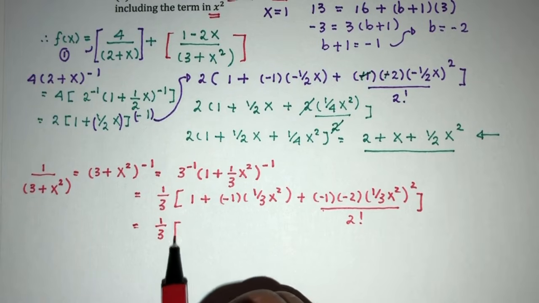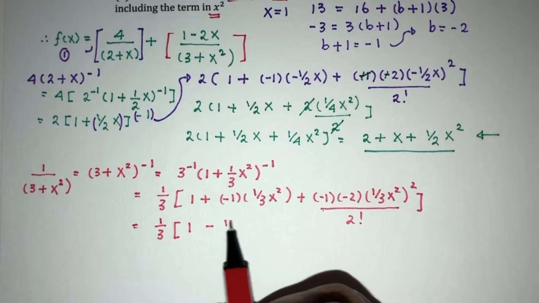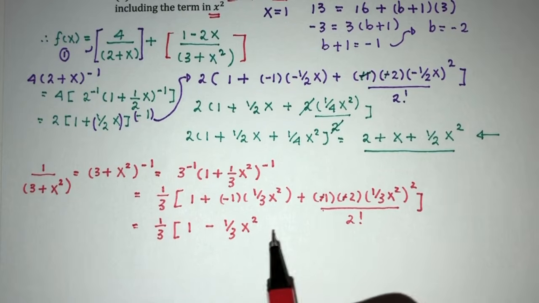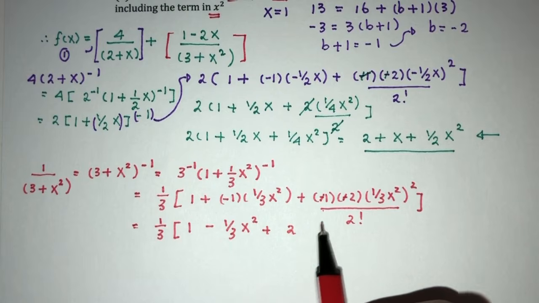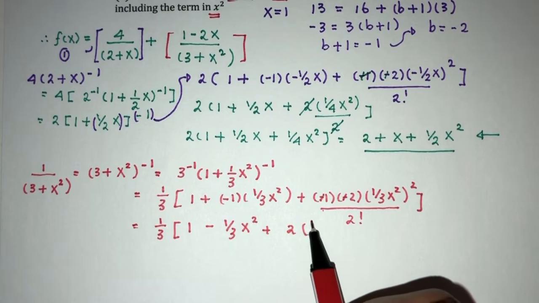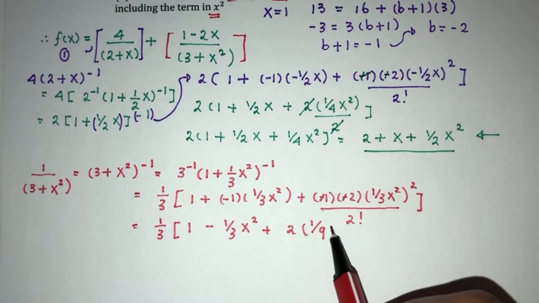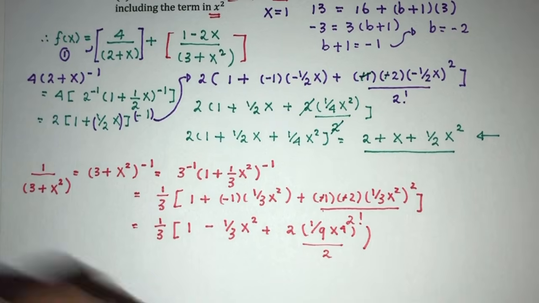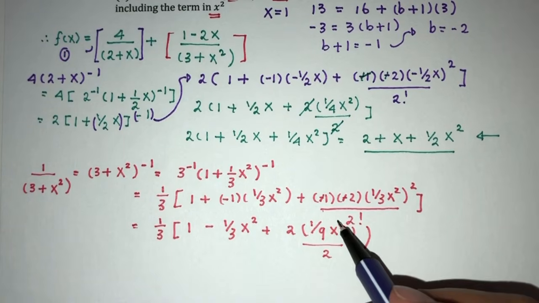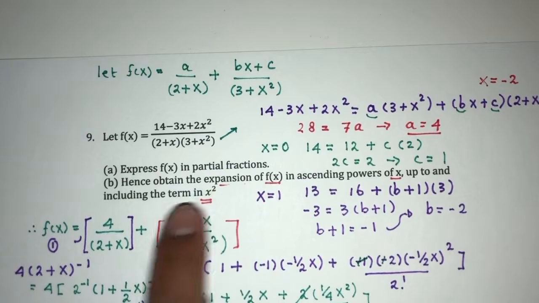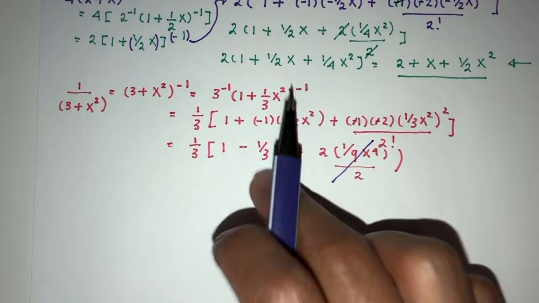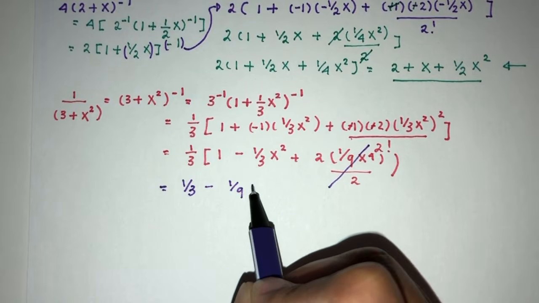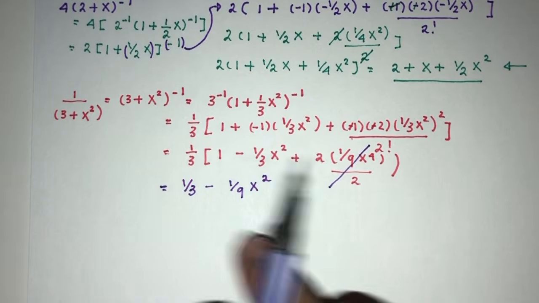That will be the same, and here we have 1. That will be minus 1 over 3 x squared. Here you will have, this will cancel out again. That should be plus 2, and that will be 1 over 9 x power 4 over the value of 2. Now again, we don't need anything in x power 4, so we don't need this term. We need only the term up to and including x squared. So let's just keep this until here. So we have 1 over 3 minus 1 over 9 x squared. So we just need these two terms from that expansion.